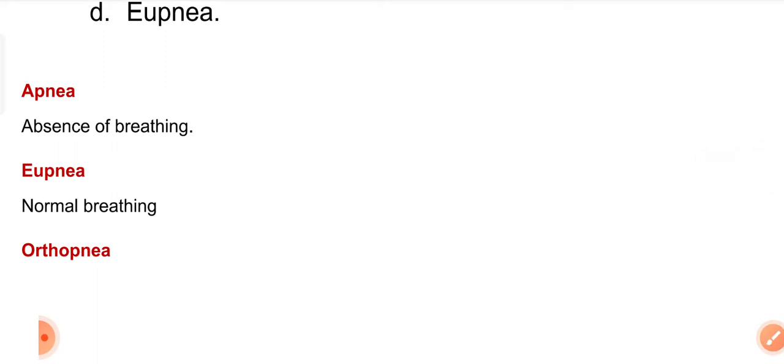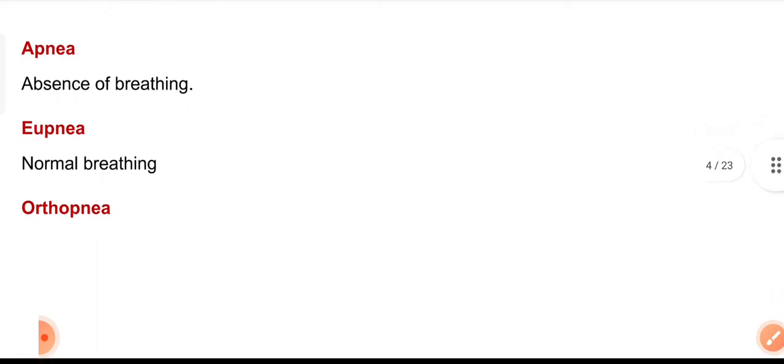So we will see some of the terminology related to the respiration pattern. First one is apnea. Apnea is absence of breathing when the person has died. In that condition the person will not have any breathing movement, that is called absence of breathing. Eupnea is nothing but normal breathing.